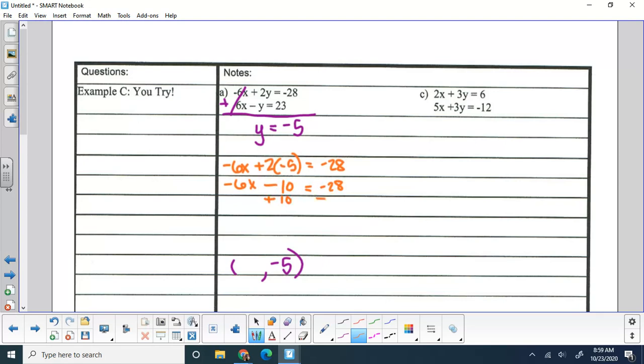Add 10 to both sides. Again, we're just doing our balancing here. Negative 6x equals negative 18. Last, divide both sides by negative 6, and x equals 3. Did you get 3 comma negative 5? I hope so. That means you're really starting to get the hang of this. Let's take a look at the last problem for today's notes.